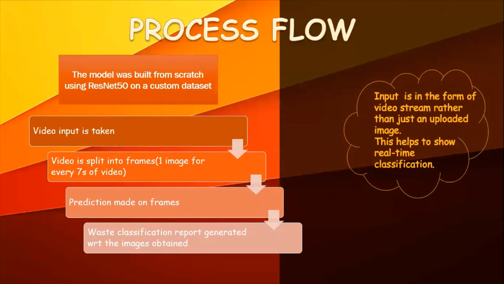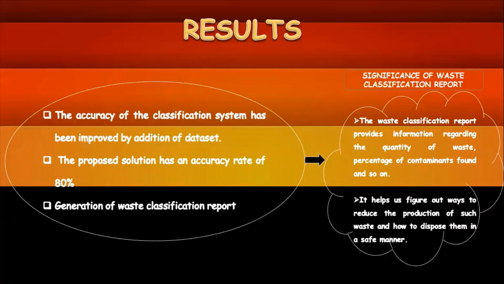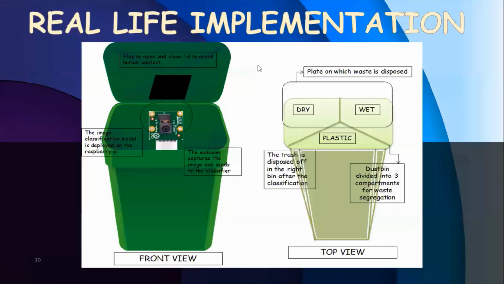Our model was built from scratch using the ResNet 50 algorithm. The input is a video, and the output is a waste classification report. Our model is built using ResNet 50 and it shows an accuracy of 80%. In real life, the model can be deployed on a Raspberry Pi board and the dustbin can be automated.